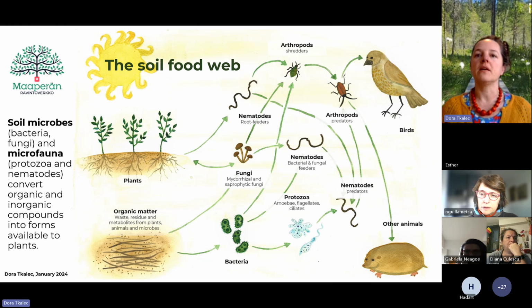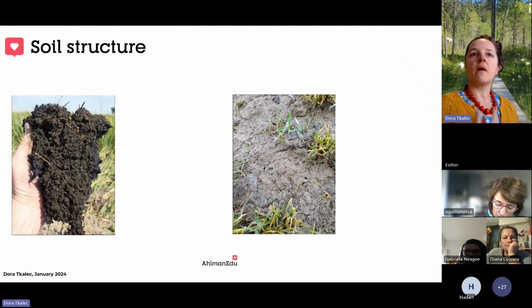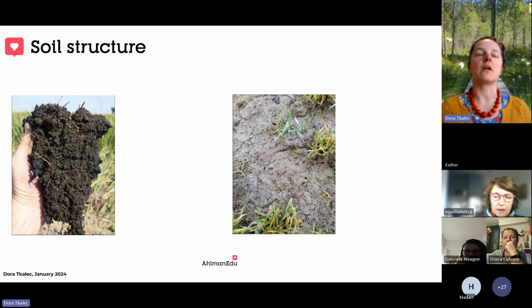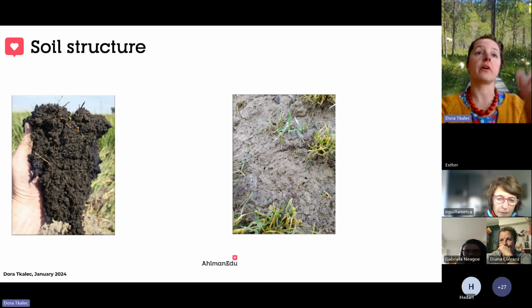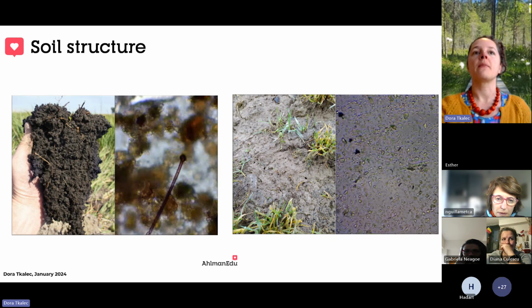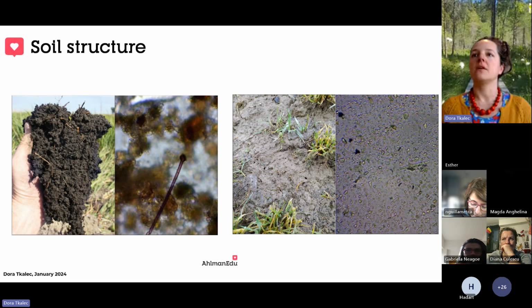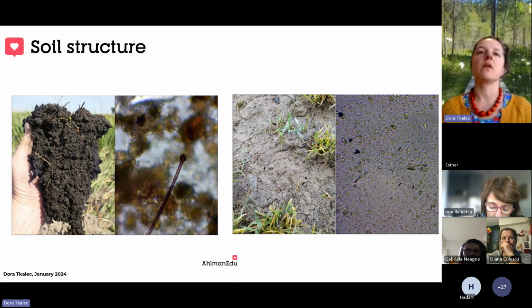And this is the base for the soil structure. The soil structure is balanced or built when there is high enough microbial activity within the soil. As you can see in these two pictures, the picture on the left shows a well-structured soil, and the picture on the right shows a poorly structured soil without these aggregates that are visible. When we look at those aggregates under the microscope, we can also see that the poorly structured soil is missing the aggregates. There are only mineral particles visible, while the well-structured soil has those aggregates in place.